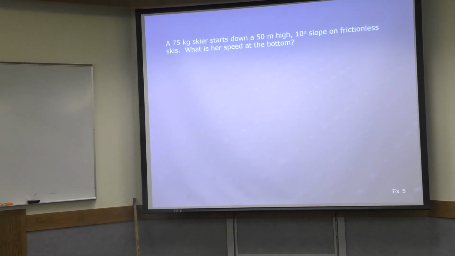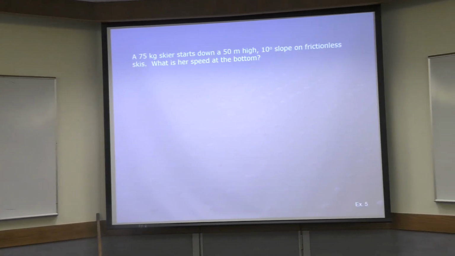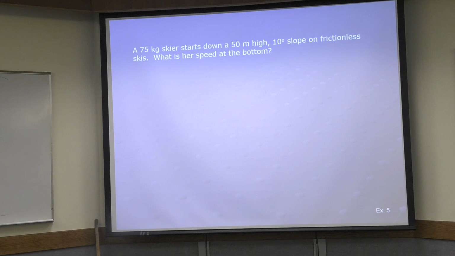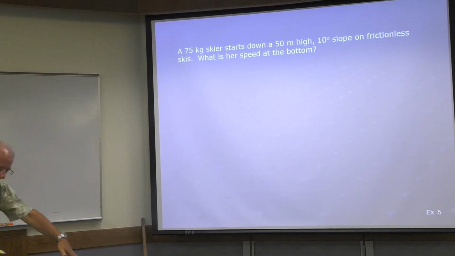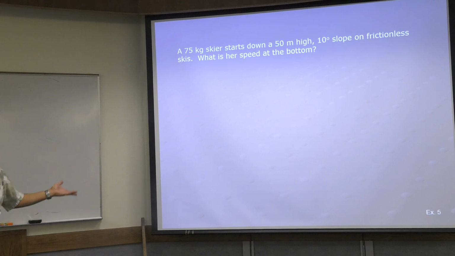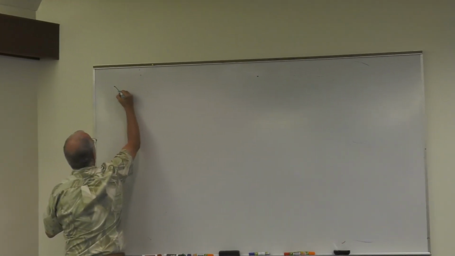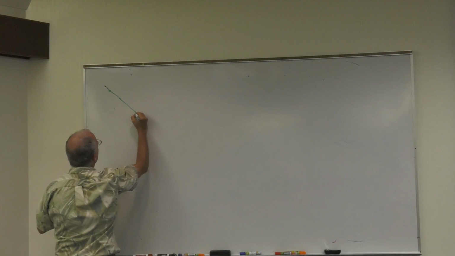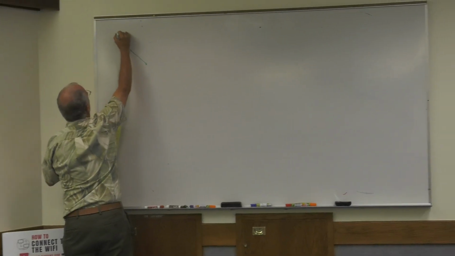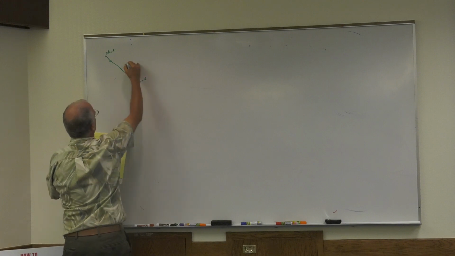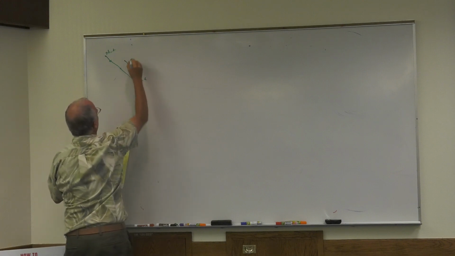A skier slides down a hill, frictionless. What's the speed at the bottom? So you read that, and you say, okay, she's going like that, and we want to know the speed at the bottom. It's kinematics, right? Piece of cake. So let's draw a little motion diagram, just to have our brains work a little bit nicer. So here's the start, here's the end, and acceleration is that way.